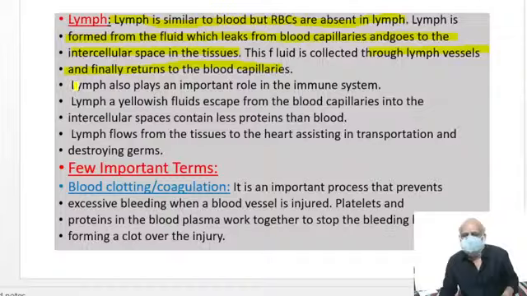Its function is it plays an important role in the immune system. It is yellowish fluid that escapes from the blood capillaries into the intercellular space, and contains less protein than blood. Lymph flows from the tissue to the heart, assisting in transportation and destroying germs.